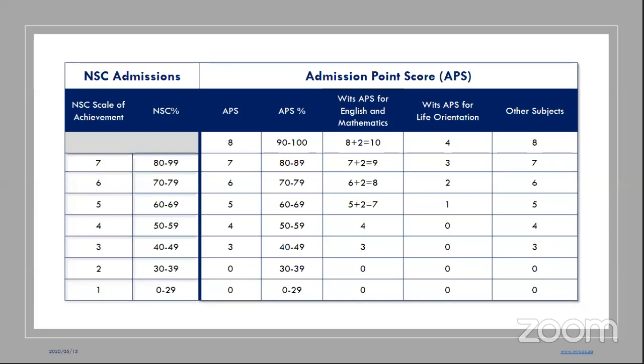Life orientation, we count it, but we start counting it at level 1 for 60%. Our 60% will be 1, right up until 90 to 100, which is level 4. Any other subject, be it your history, your AP Maths, AP Science, you name any other subject that you're doing, we count it in that column that says other subjects, and we start counting it from level 3 to level 8. Are there any questions?